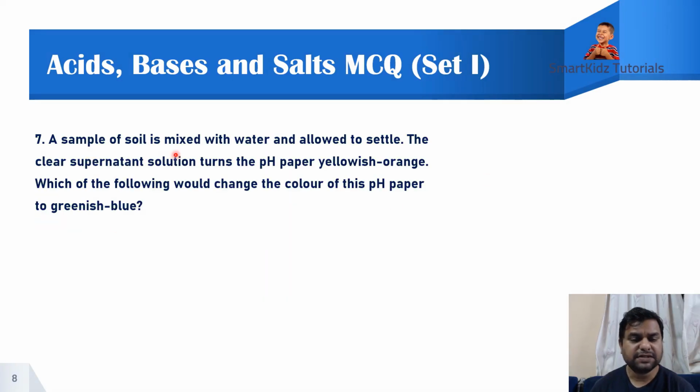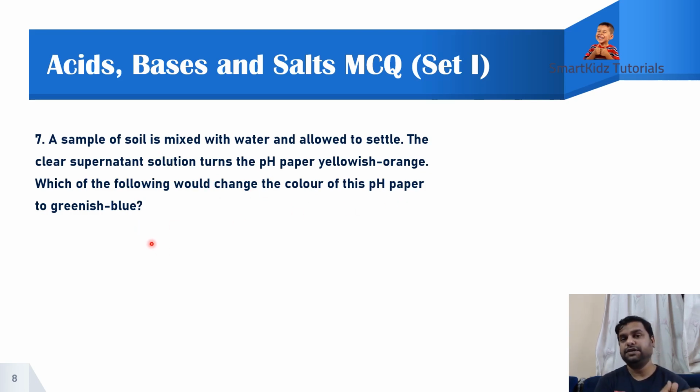Next question. A sample of soil is mixed with water and allowed to settle. The clear supernatant solution, a supernatant solution is the part of the solvent, you can say, or the liquid which floats above the solid which has settled down to the bottom, or the precipitate that is settled down to the bottom. The solution turns the pH paper yellowish orange. Which of the following would change the color of this pH paper to greenish blue?